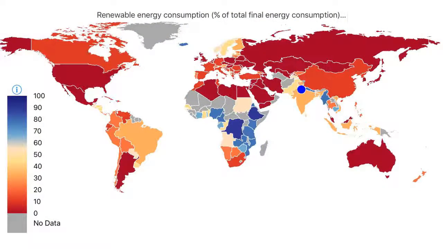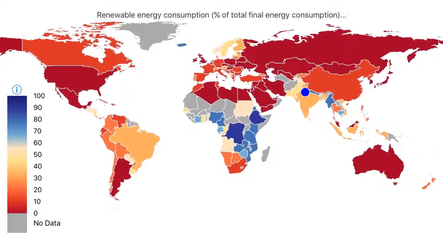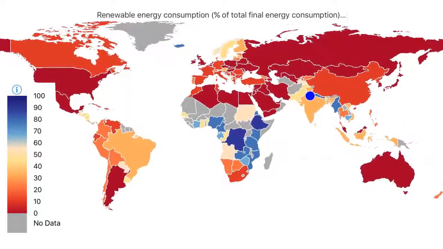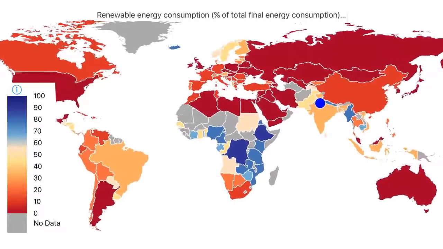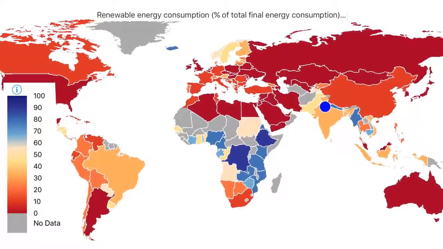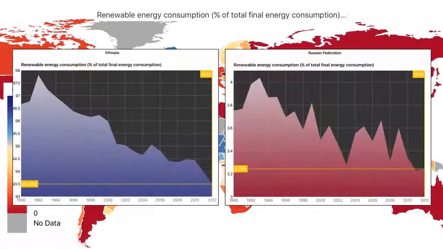We can also check global consumption of renewable energy with the help of the Renewable Energy Consumption Map. It shows the share of renewable energy used by any country in its total final energy consumption. This data shows that the Russian Federation has used only 3.2% renewable energy in 2012. In the same year, 93% of Ethiopia's energy was from renewable sources.